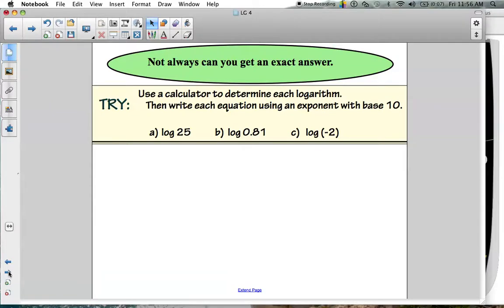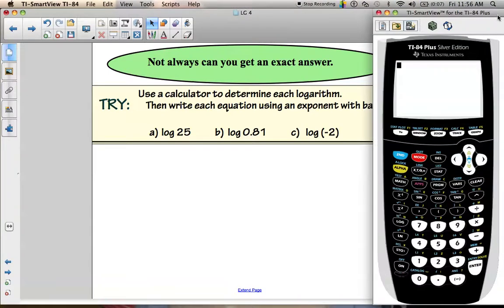All right, not always can you get an exact answer like we've been getting. Sometimes you're going to get decimals. So we're going to try these three examples down here. And you notice that they're all base 10 because there's no base down there. So we know they're base 10. Now pull out your calculator. I'll show you how to type these in. It's pretty straightforward. We're going to hit log, the button over here on the side, and then type in the argument. My first one is 25. Let's close off the bracket and hit enter.